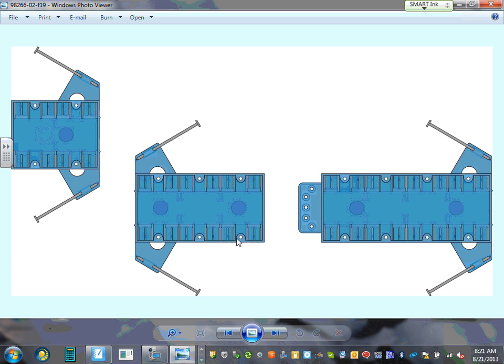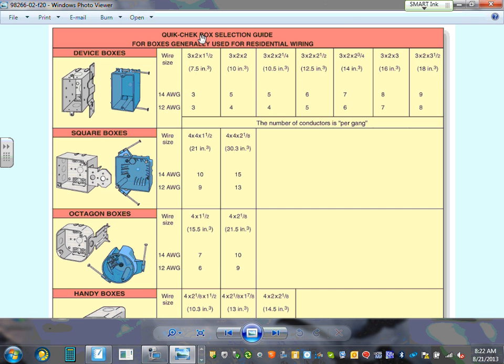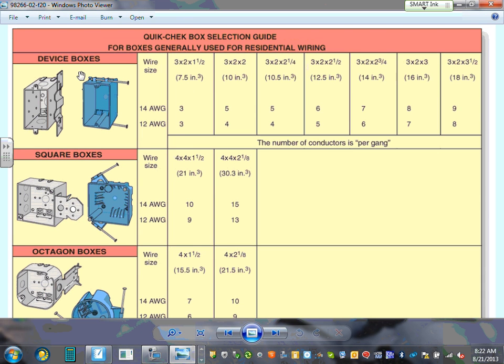Here's the gang, 2 gang, 3 gang, 4 gang. You guys are familiar with that one. Nice pictures for different gangs. Okay, this one we'll talk about the box fill. I'm going to show you guys in a second. Here's a box fill, single gang box, guys. Wire size, here's the sizes that we have. Box selection guide for boxes generally used for residential.